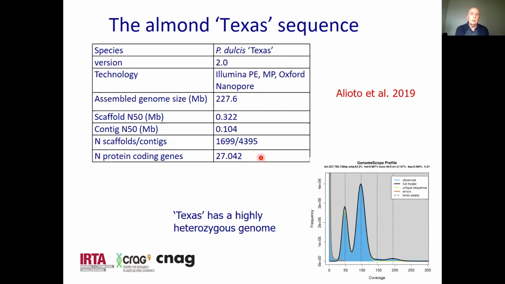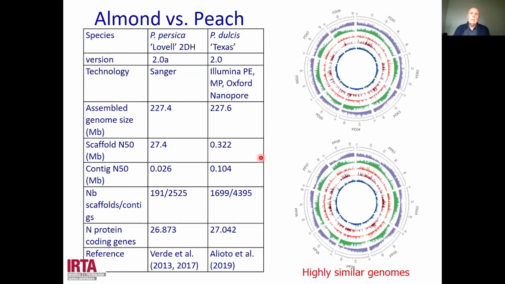It was a bit difficult for reasons that Tyler mentioned before. The variety we chose, Texas, is a variety that is highly heterozygous, and that adds complexity to the analysis. Then we compared the almond and the peach genomes.